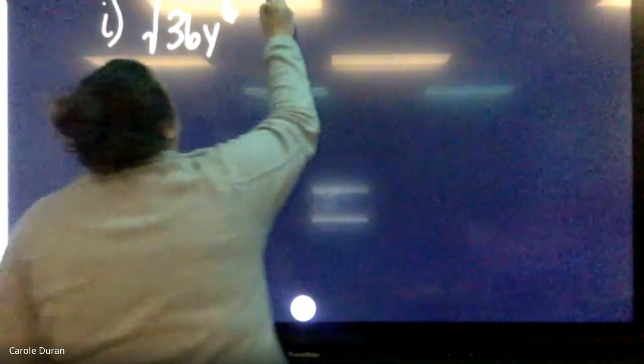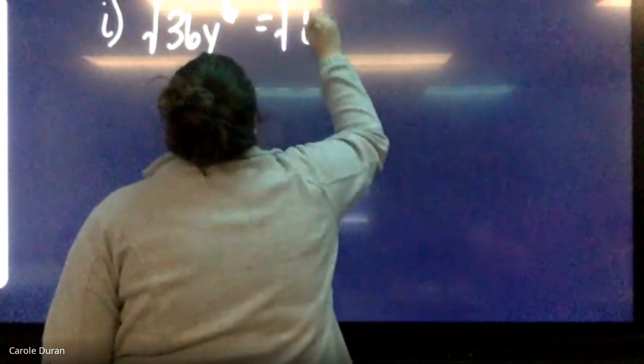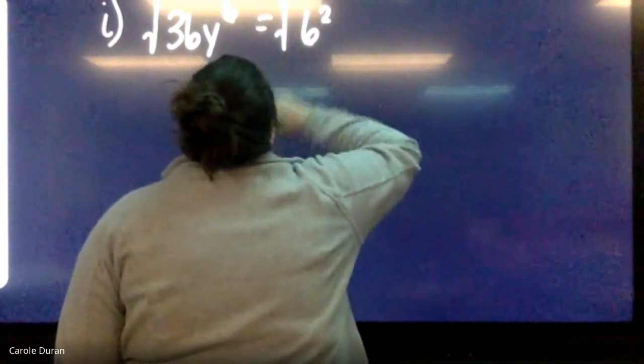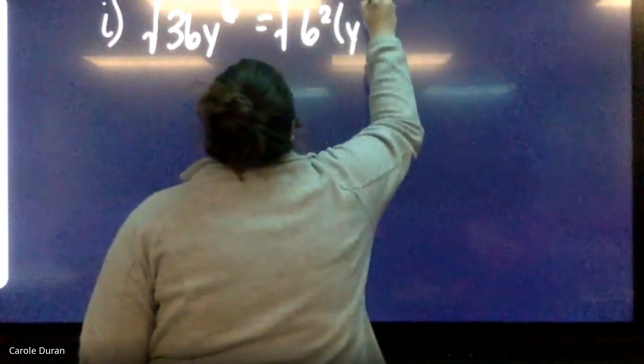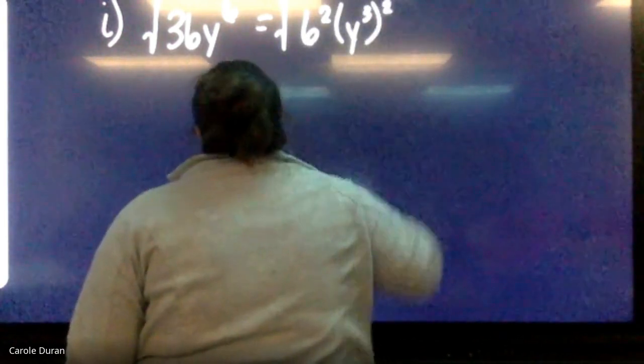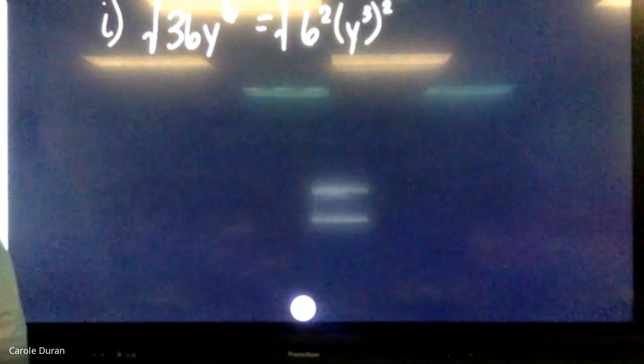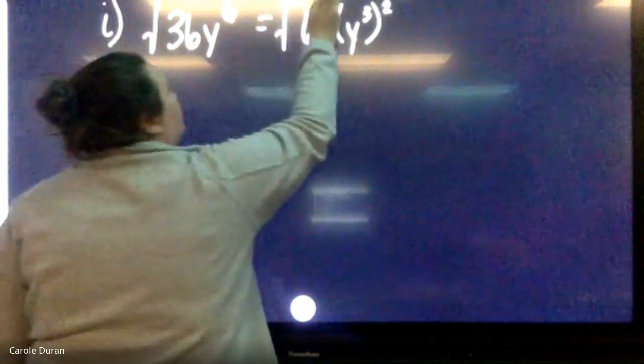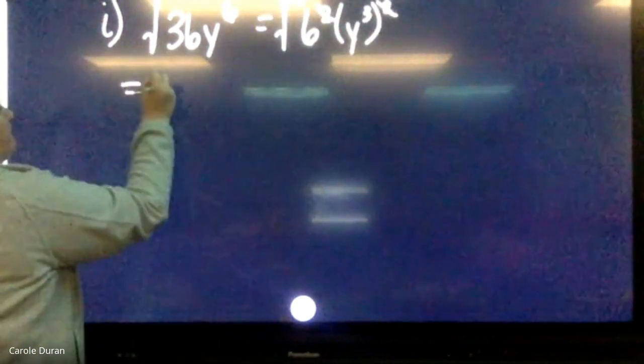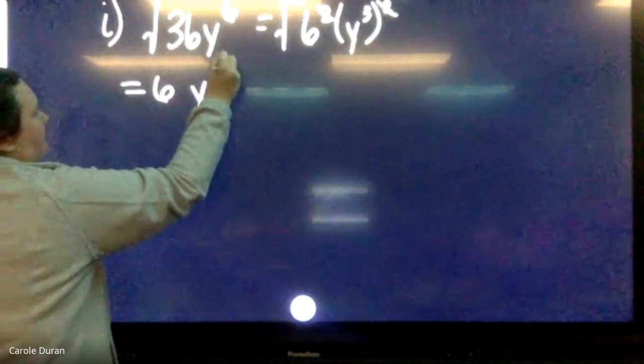The square root of 6 squared, and then in parentheses y to the third to the power of 2. And then I cancel the square root into both the squares. And then I put the absolute value around the y. Perfect. You left too much room. It was very obvious there had to be something there. So it should be 6 times the absolute value of y cubed.